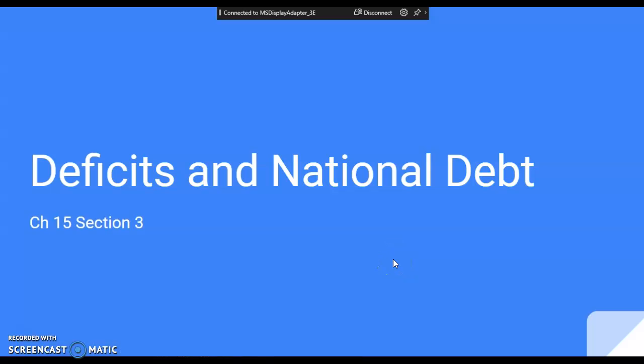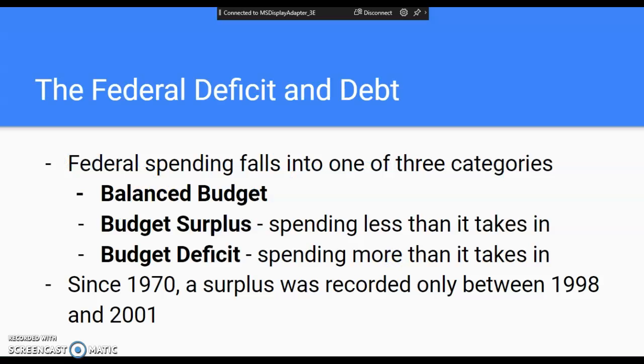This is Chapter 15, Section 3, Deficits and National Debt. As we are going through today's information, I recommend that you take notes so you'll have the information for your check for understanding, as well as for your test at the end of this unit. So federal deficit and debt is our topic, and we need to define a couple of things real quick.